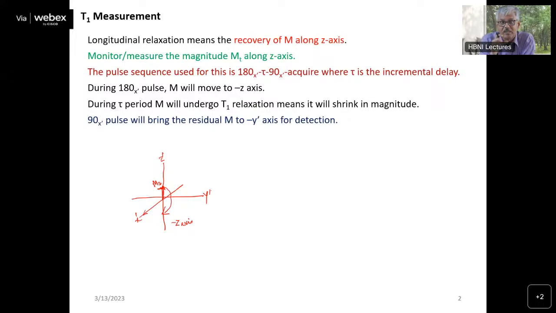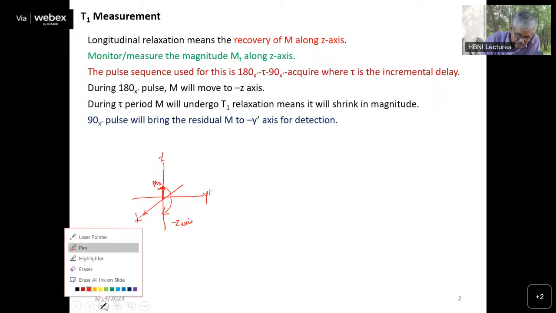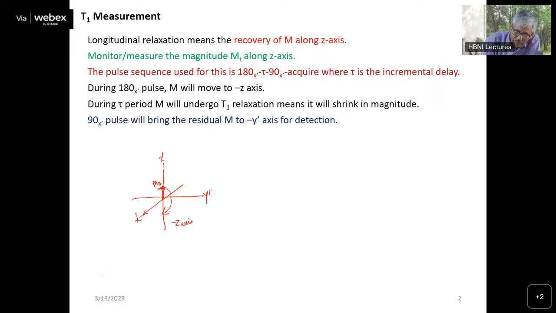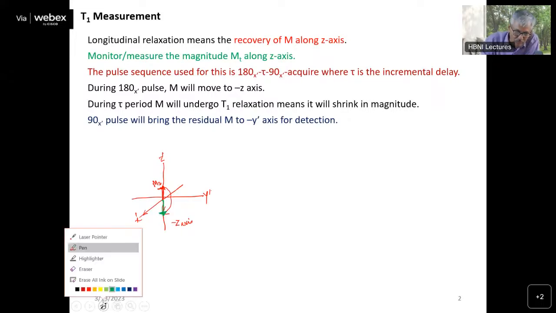Now you are giving a delay time of tau. Tau is nothing but a variable time, so in each experiment it will vary. So let us say you have given some time. If you give a 180-degree pulse, the magnetization will now move to minus Z, and then you are giving a delay time of tau.